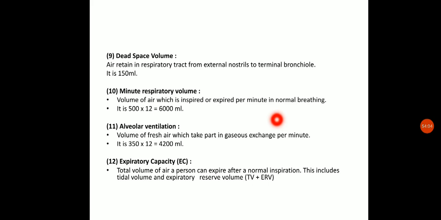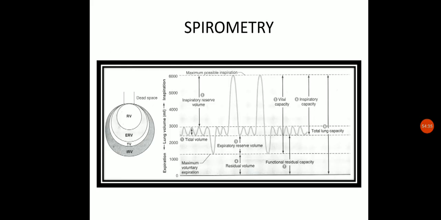Okay. And the last one is expiratory capacity. Expiratory capacity is the total volume of air a person can expire after normal inspiration. A person has done a normal inspiration of tidal volume 500 ml. After this point, the total volume of air a person can expire is called expiratory capacity, and this includes the tidal volume and expiratory reserve volume as well. Expiratory capacity is TV plus ERV. Okay, so that's about the different spirometry volumes.